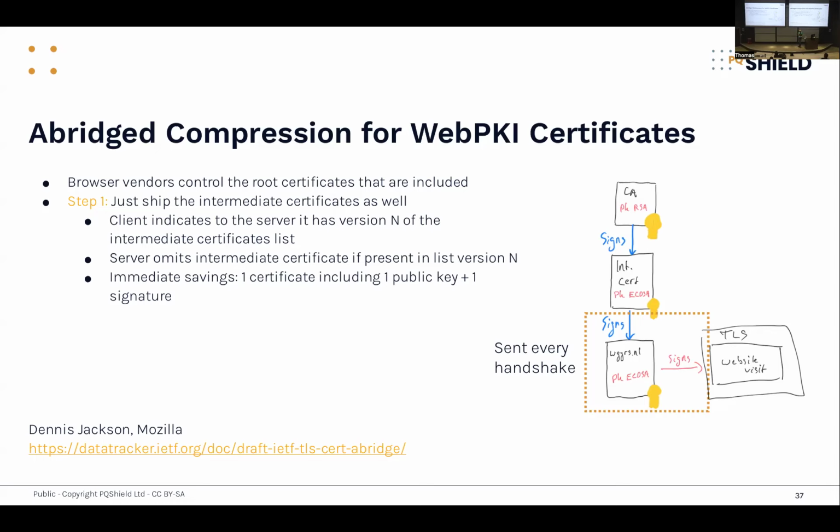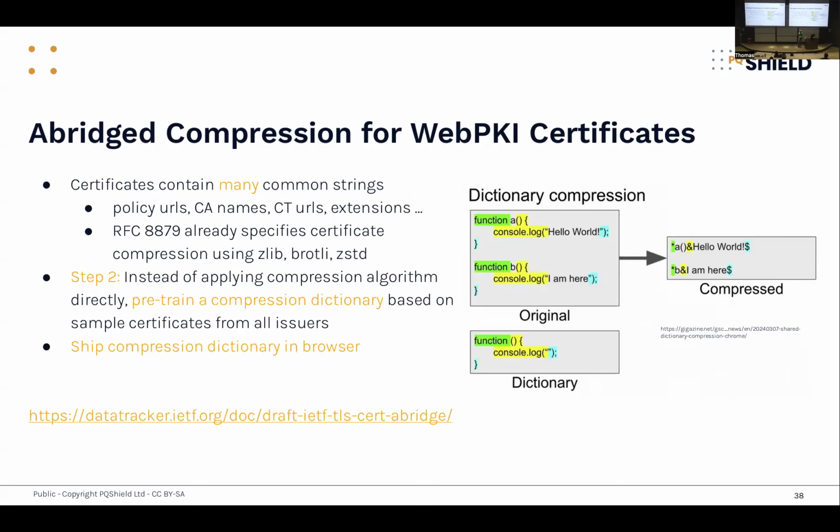The second step of this two-step program, or three-step program, is to basically just run zip over the thing. It turns out that there are a lot of strings in certificates, like the name of the issuer, policy URLs, the URLs of transparency logs, that are pretty common, but also very long. So there's a lot of boilerplate. We already have a mechanism to compress certificates. There's an RFC that describes that you can negotiate use of Brotli or zlib or zstandard for compression.